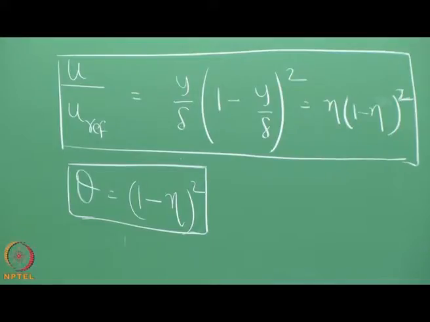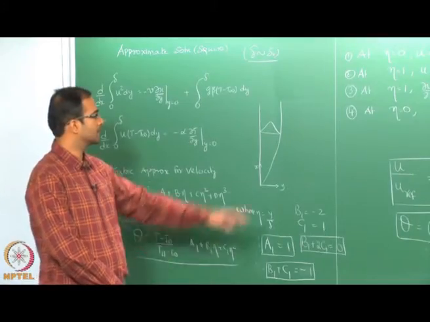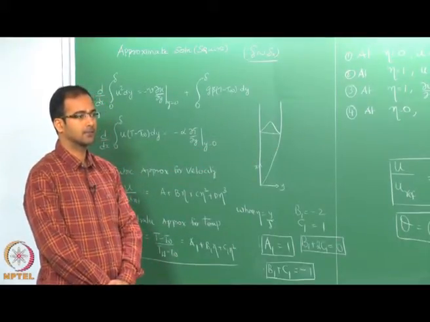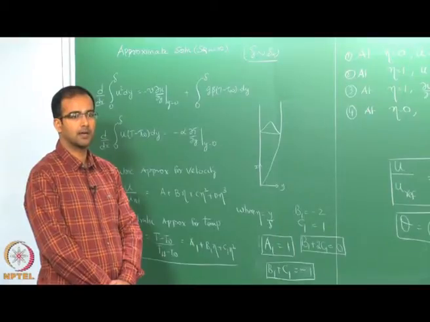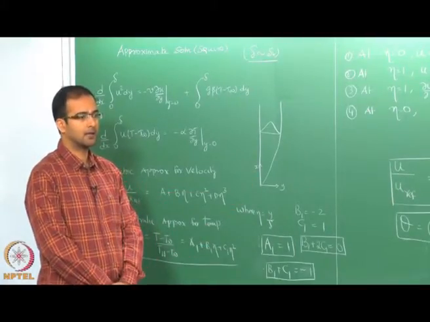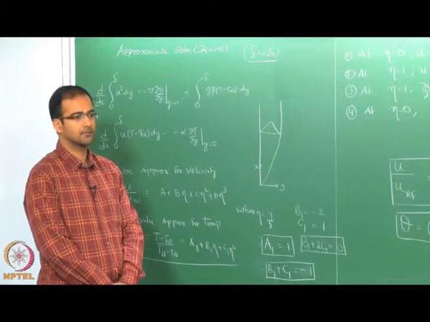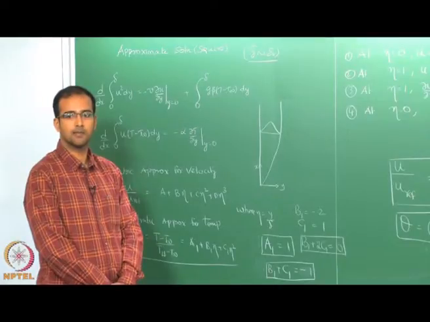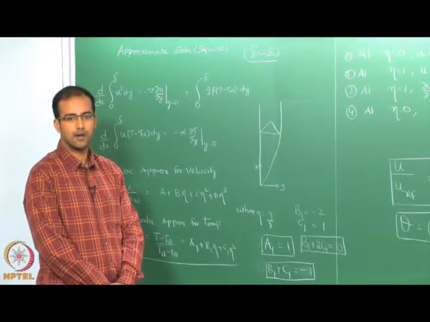So, now that you have the approximate profile, a cubic velocity profile, you still do not know where the maxima can occur, at which location, at which y. So, can you now use this profile and find out two things, one is the location, the other is the magnitude of u max.